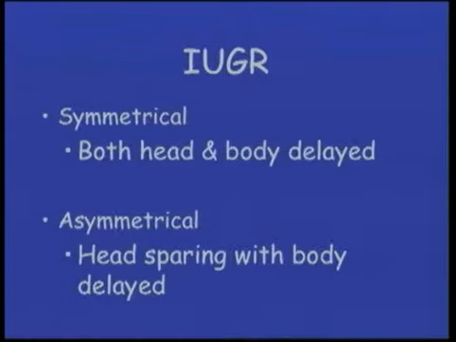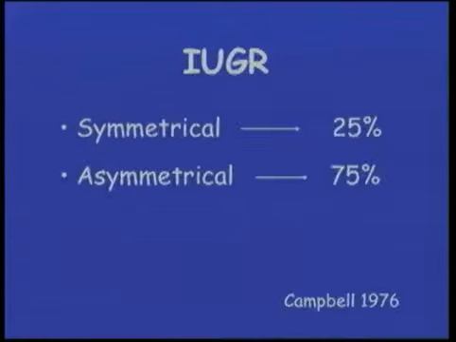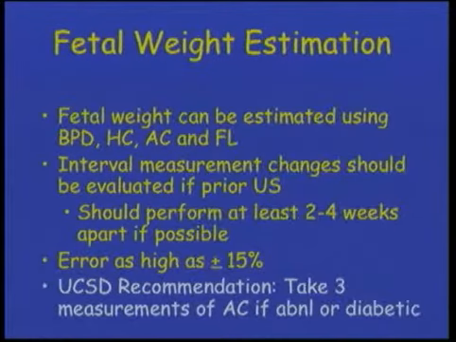There's two types of intrauterine growth restriction. Number one is symmetrical, where both the head and the body are delayed, which tends to be more frequently in the second trimester, whereas asymmetrical intrauterine growth restriction is caused in the third trimester, and it has head sparing with the body being smaller and the head being more normal. In general, the symmetrical types are much less common, only 25%, and the asymmetrical ones are more common.